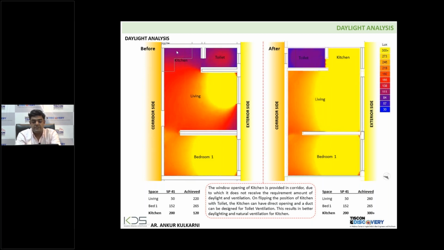In the first case, the kitchen was receiving hardly 50 to 60 lux, but in the next case, the kitchen is crossing the threshold of 200 lux as per SP41. Otherwise, it has to be minimum 300 to 400, considering cooking as the activity. So here the kitchens are getting 300 plus. So everyone, please keep this in mind: if it is an SRA building design, kitchens should go outside and toilets should come inside.